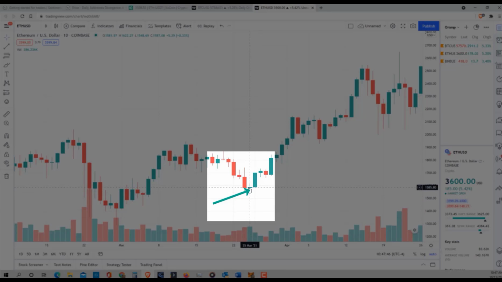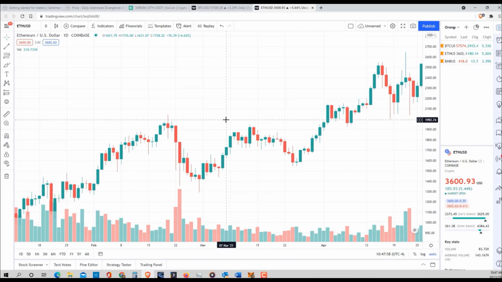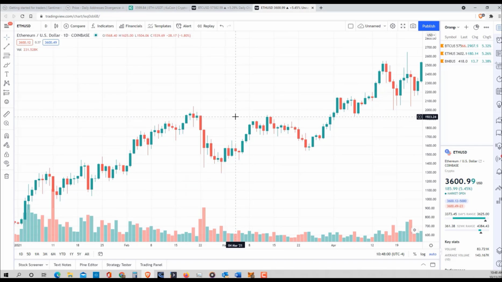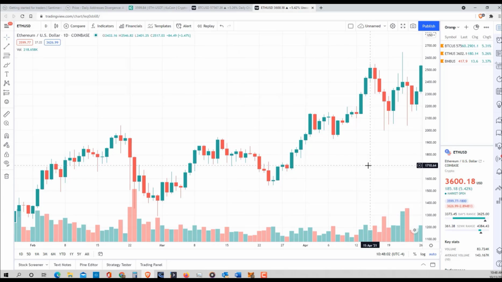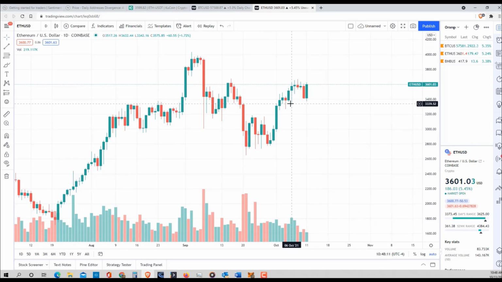When you see something like this, usually it means there's going to be some type of trend change. And in this case, we saw the upper pattern here. So it's very interesting to look at candlestick charts because they have patterns that can give you a clue as to what is about to happen.